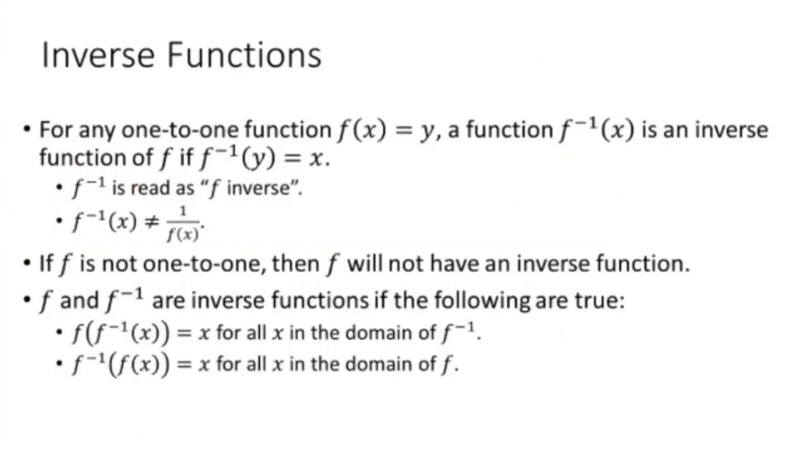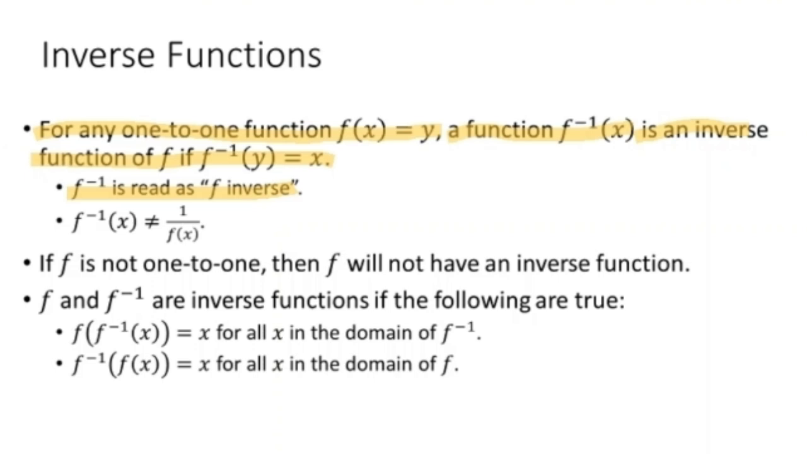Now that we've gone over briefly what a one-to-one function is, we can define an inverse function. For any one-to-one function, which we're going to call f of x equals y, a function f to the negative 1 of x, which we're going to read as f inverse, is an inverse function of f if f inverse of y equals x. One way we think of inverse functions is that we're switching input and output. If I'm trying to evaluate f inverse of something, I'm trying to figure out what x value I would plug into the original function that will produce that value I'm inputting into the inverse function.